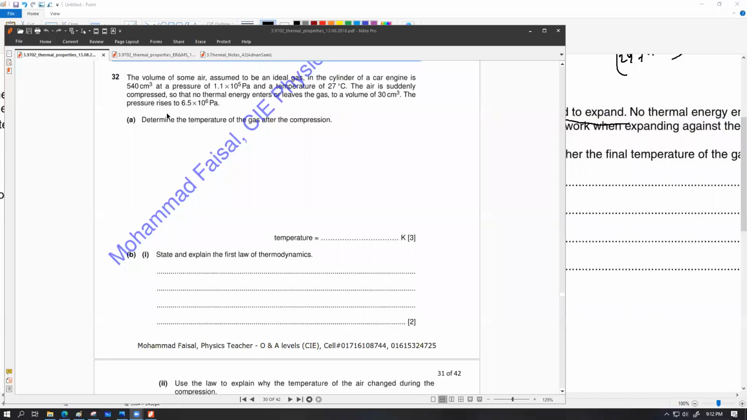You have to say that increase in internal energy. Q is the heat given to the gas or to the system. W is the work done on the system.